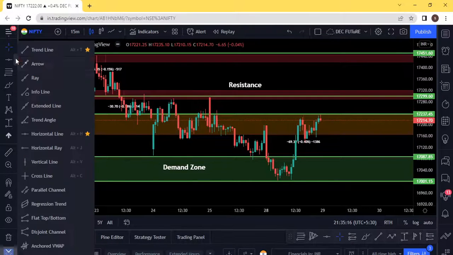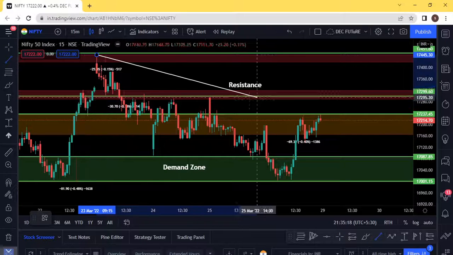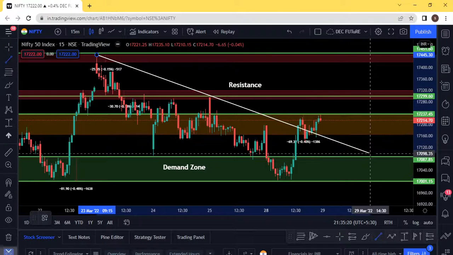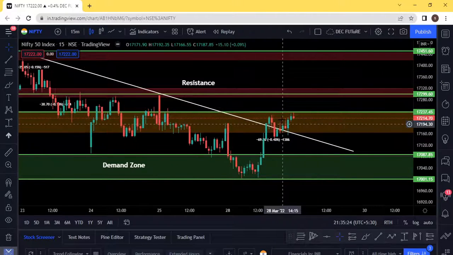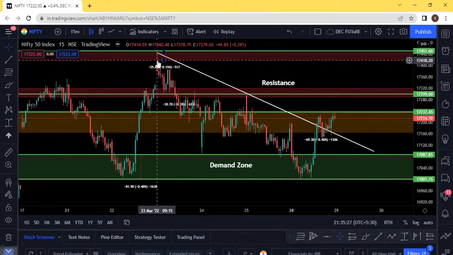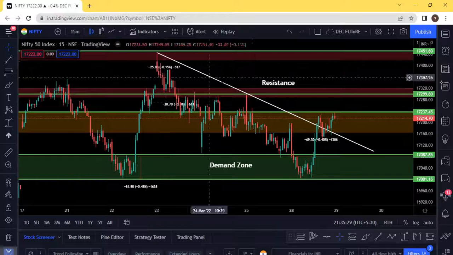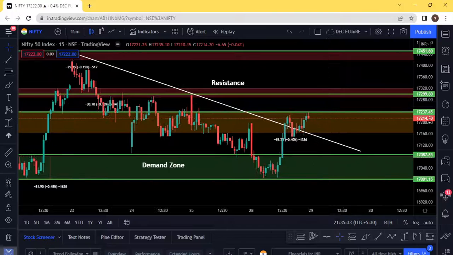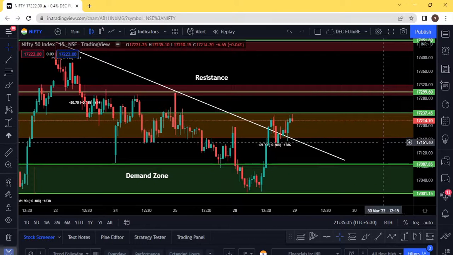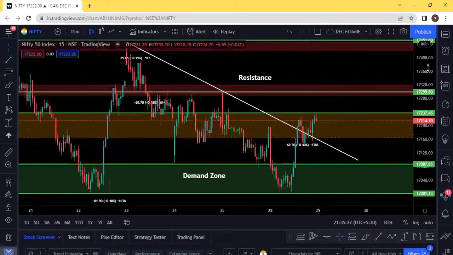First of all, there is one more thing that I can see here. This is a trend line that was broken today, right? So we are seeing that this particular trend line is happening from 23rd March till today on 28th March, and finally we saw that the price was broken. Now there are 3 or 4 setups that I can see when I have marked these zones.